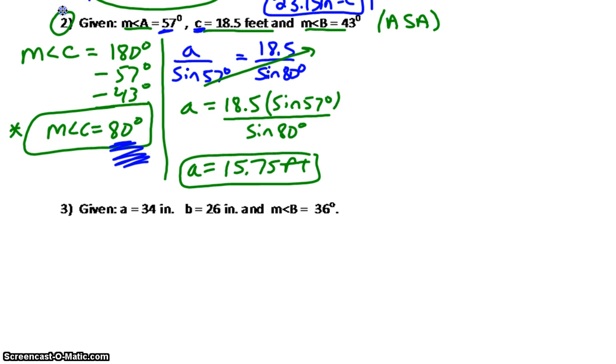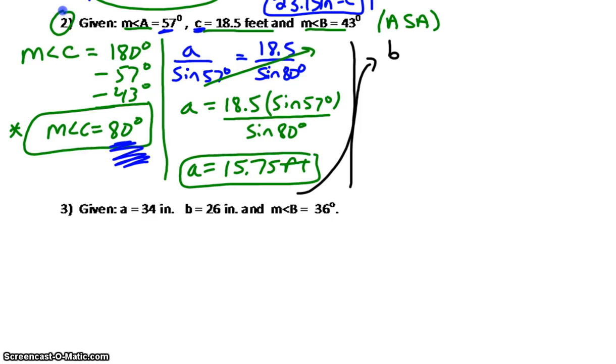Now we have one remaining side to get. That side is side B. Now you may be asking yourself, why aren't we using Pythagorean theorem for that third side as long as I have two of them? Remember, Pythagorean theorem is only useful in right triangle trig. And these are oblique. They're not right triangles.